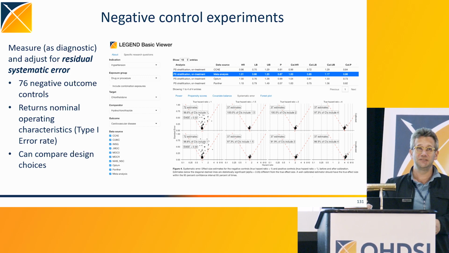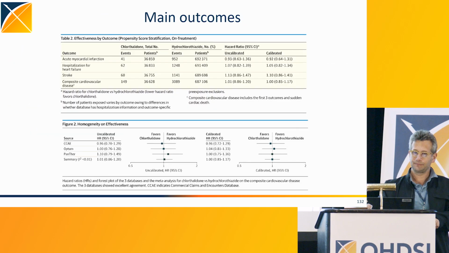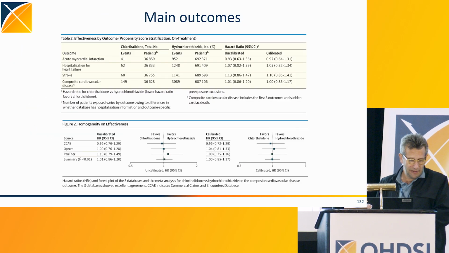Well, you can measure residual systematic error as a pre-step before you specify your whole study, to pick a design that has the smallest residual systematic error to begin with. Let's briefly, given the time, look at the major outcomes for this study.